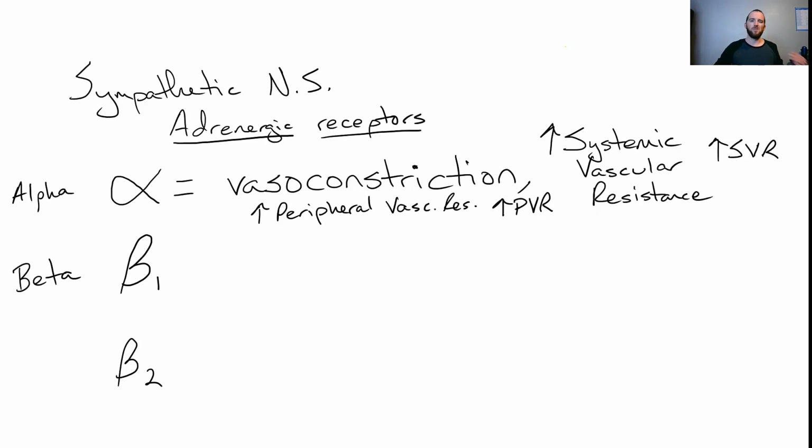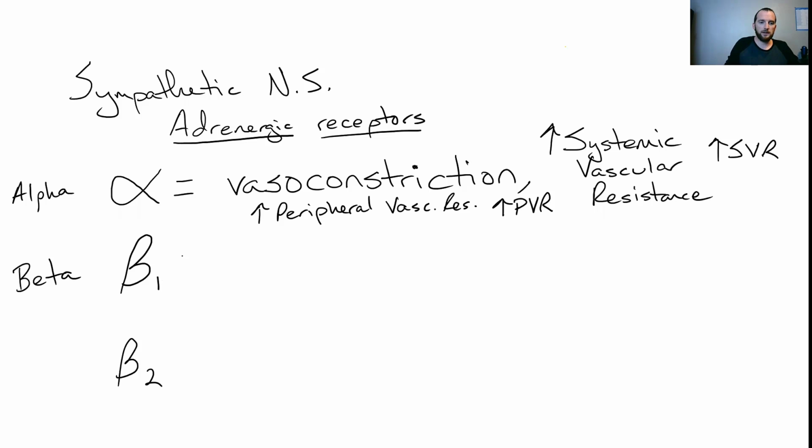So most commonly you'll hear me phrase it vasoconstriction, follow it up with increased systemic vascular resistance, and a little bit less often increased peripheral vascular resistance. But really we're dancing around that same concept of just saying we're vasoconstricting. So that's our alpha receptors of the sympathetic nervous system.